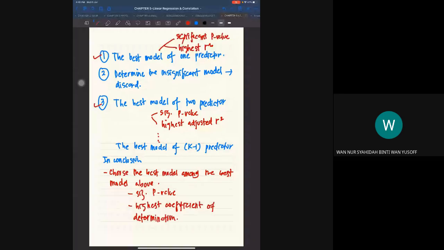So that's why I said R square here and adjusted R square here can be compared, because both are coefficient of determination. They have similar characteristics, so they can be compared to each other. Any questions so far? No, madam.